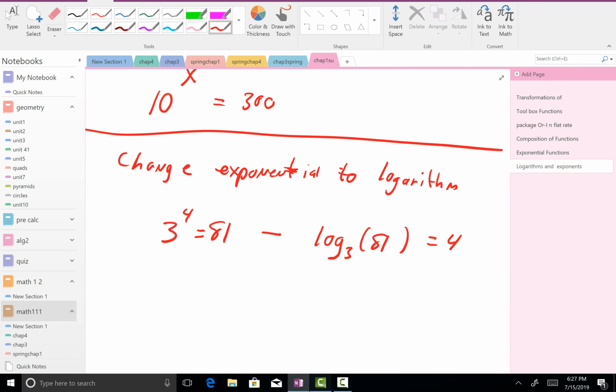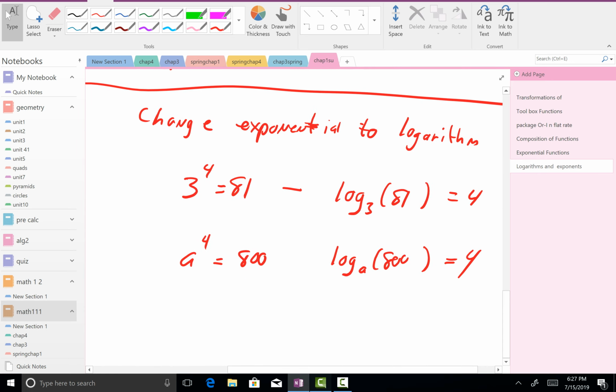Sometimes they'll put the number there. Sometimes they'll put a variable in there. If they put a variable in there, so they go a to the 4th is equal to 800, not a big deal. What's the base? a. What are we going to take the log of? What's it going to equal? There you go. Okay. Not a big deal then. All right.